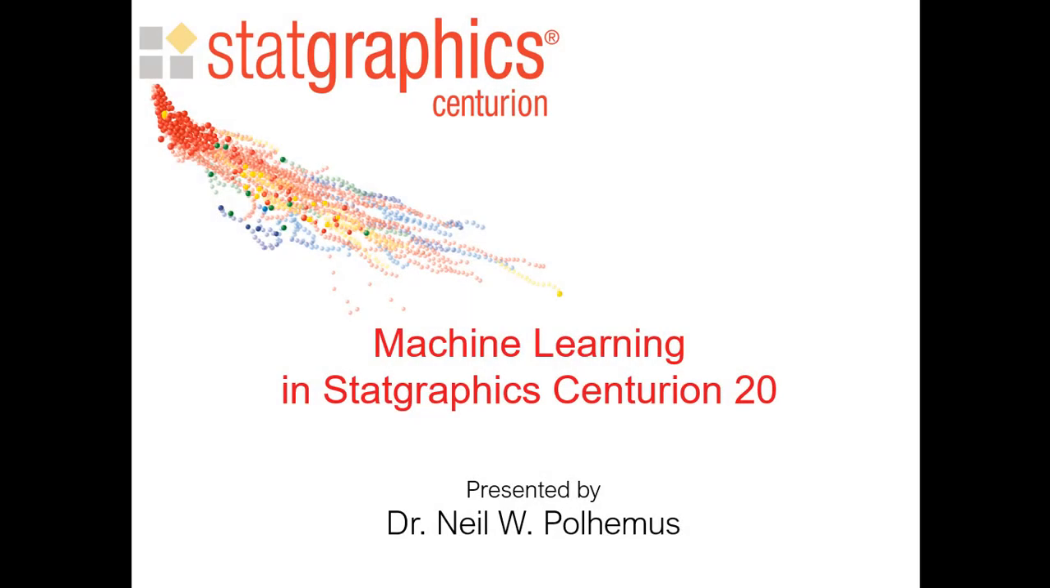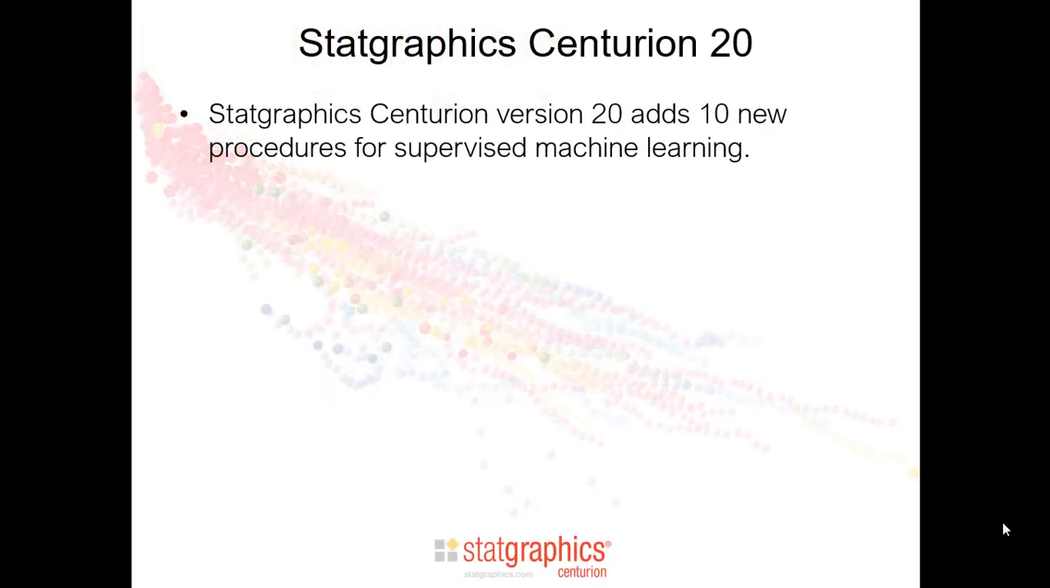This video describes new procedures in Statgraphics Centurion version 20 for machine learning. Version 20 adds 10 new procedures for supervised machine learning.